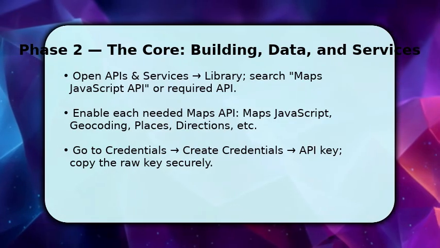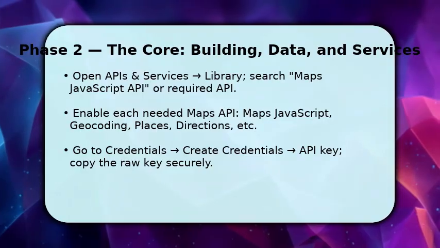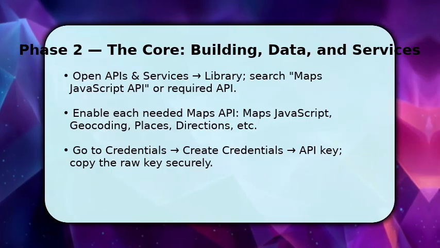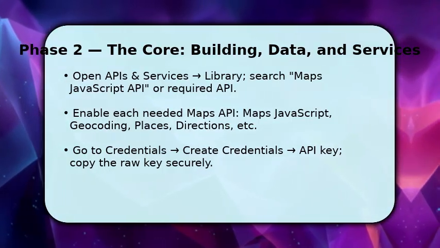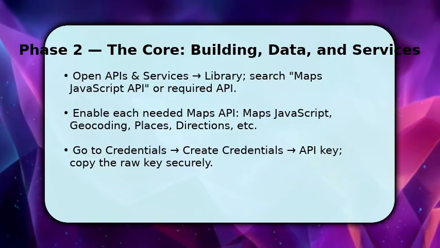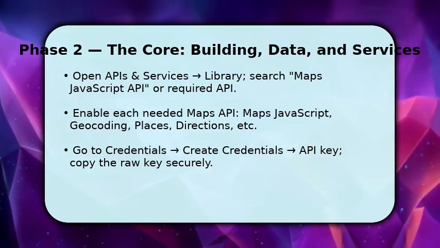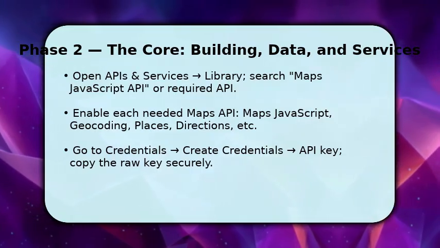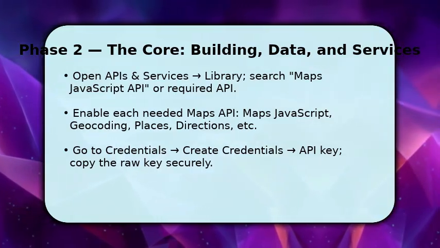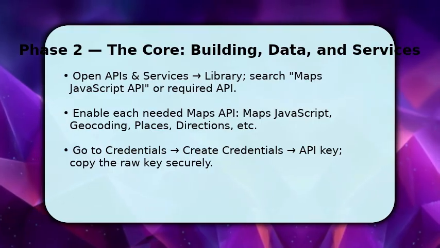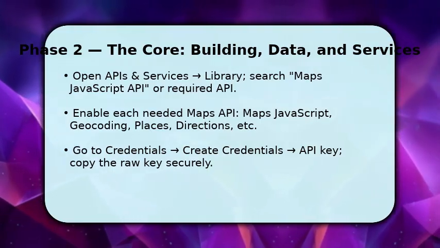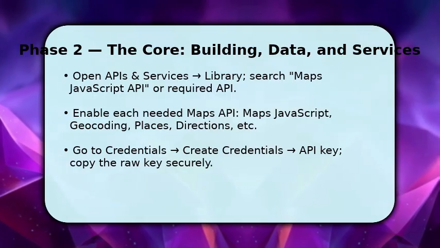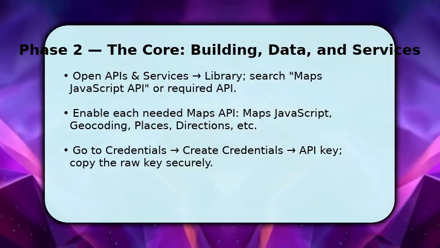Once your project and billing are set, you enable the exact Maps APIs you need. Navigate to APIs and Services, open the library, and enable Maps JavaScript API or whichever API suits your app. After enabling required APIs, go to Credentials and choose Create Credentials, right arrow, API key. You'll get a raw key string. Copy it now and store it securely. Make sure to limit the key scope next. Without restrictions, the key can be abused, so plan restrictions before deployment.